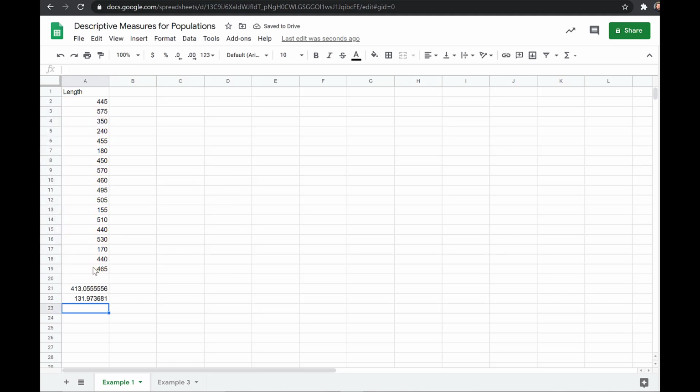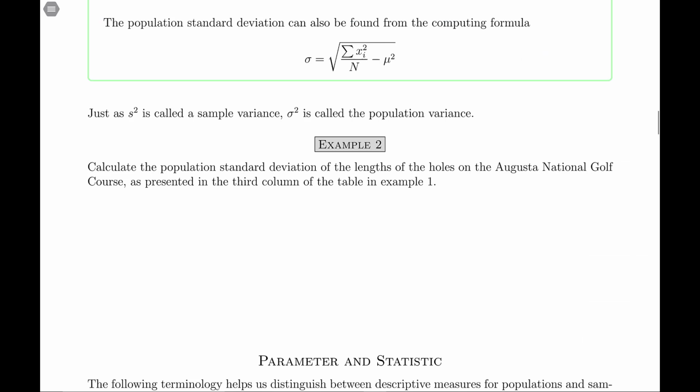So our standard deviation for the lengths of all the holes at Augusta National is 130. Well, that would round to 132 yards. So we'll go ahead and put that down. Sigma is equal to 132 yards.